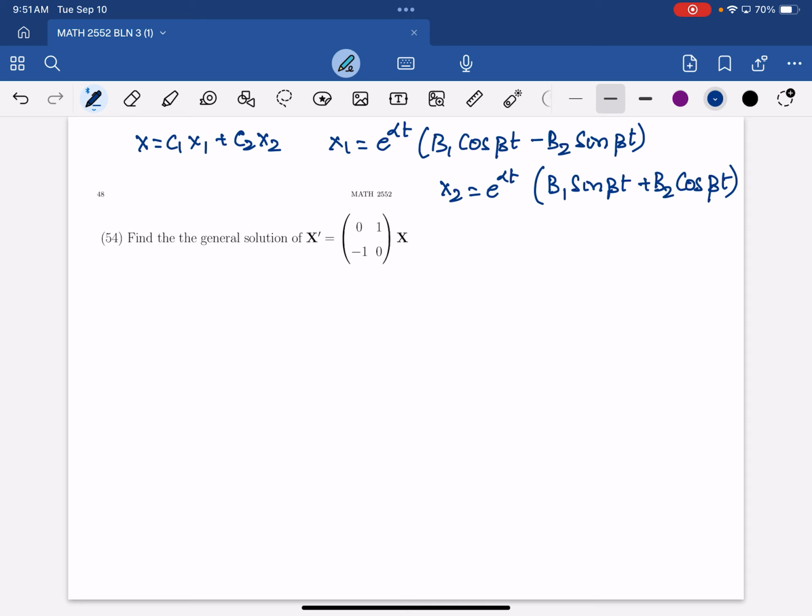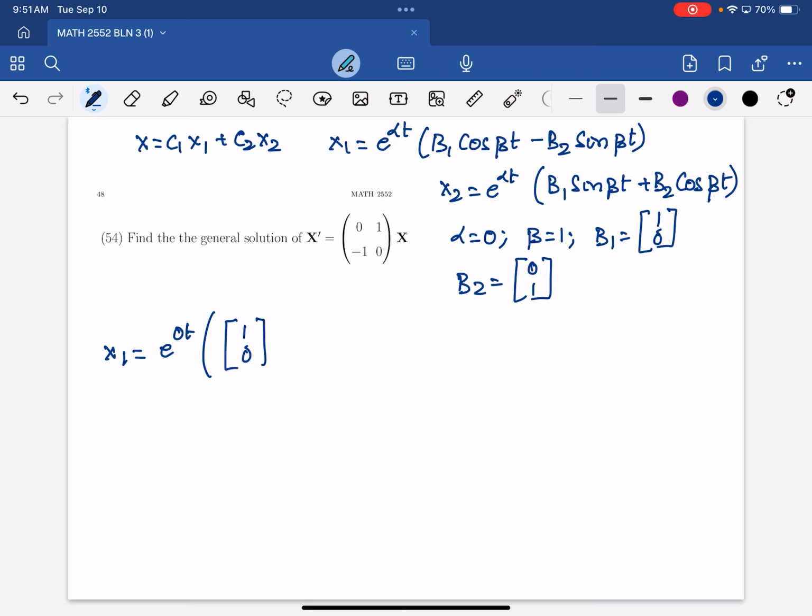So your x1 is going to be, remember your alpha is 0. Your beta is 1, your b1 was the real part, which is 1, 0. Your b2 is the imaginary part, which was 0, 1. So this tells you that your x1 is going to be e to the 0t times b1, which is 1, 0, cosine beta t, which is cosine t, minus b2, which is 0, 1, sine beta t, beta is 1, so sine t. So this is going to be cosine t, negative sine t. Is that clear?